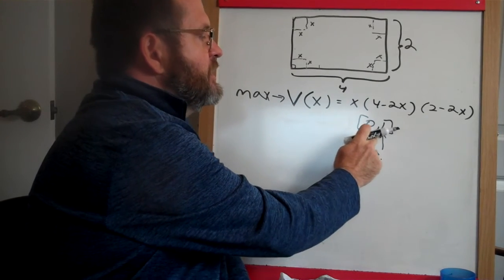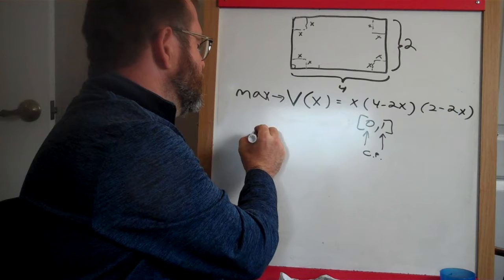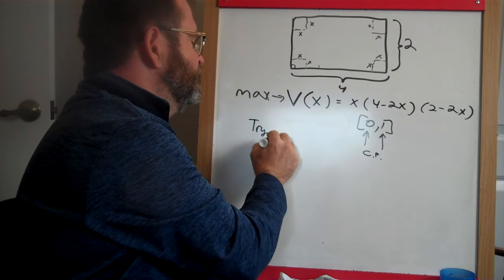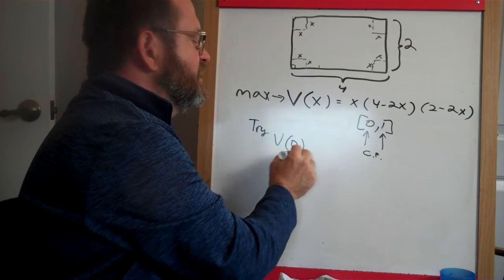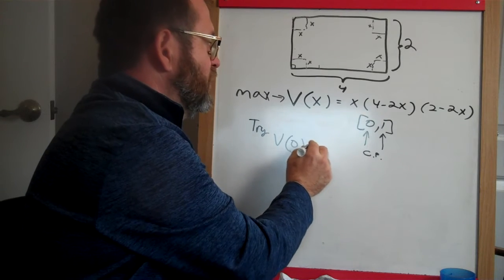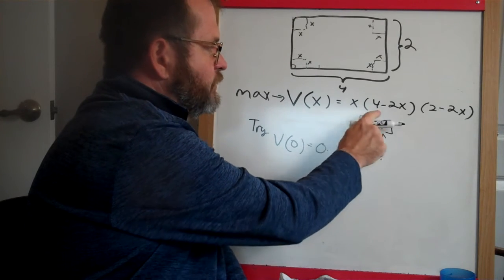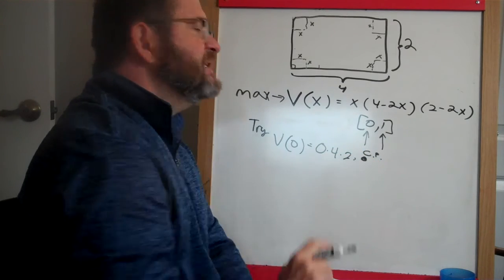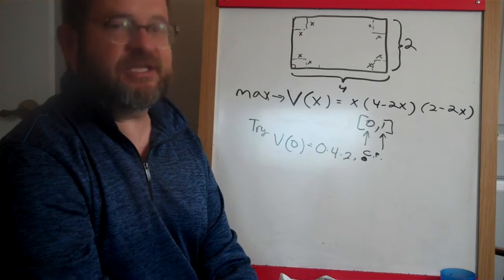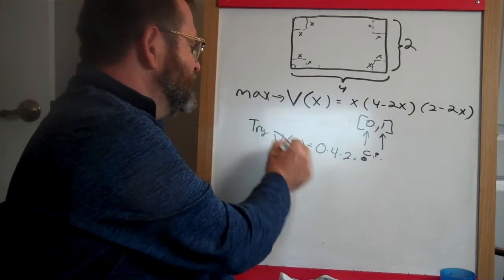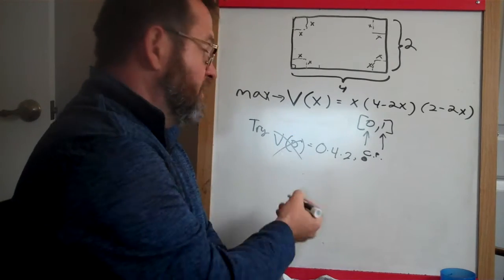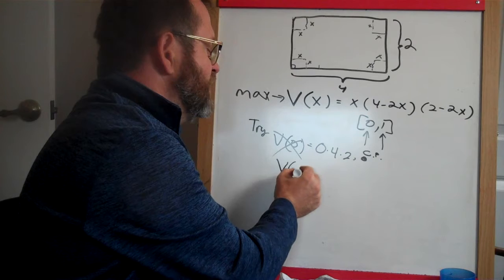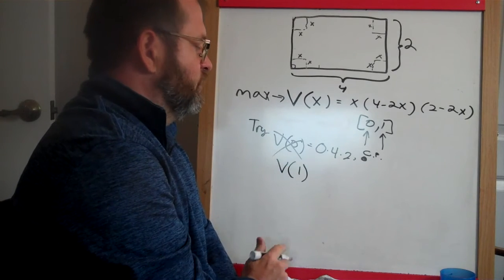Let's try the endpoints first. What is the volume if the distance we cut off, x, is 0? Well, that would be 0 times 4 minus 0 times 2 minus 0, which equals 0. I'd like to think that our maximum volume of the box won't be 0, so I'm guessing this one's out, but we'll have to watch, obviously. We have to try the other endpoint, where x was equal to 1.